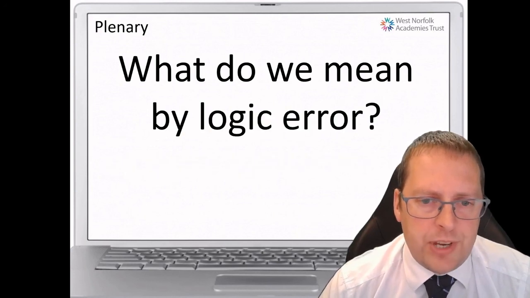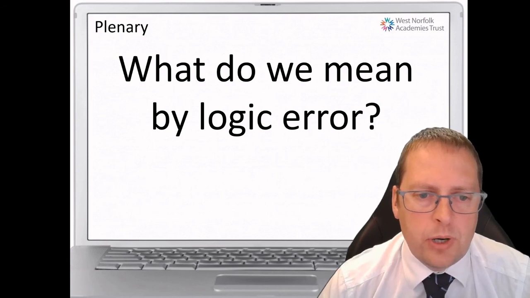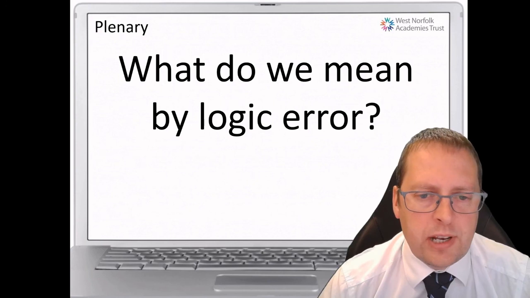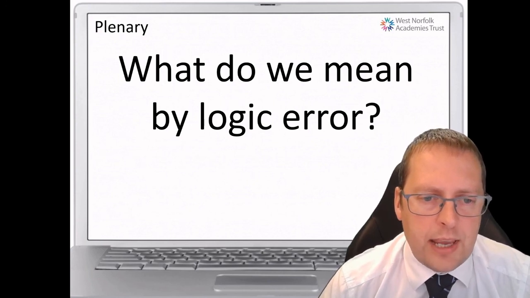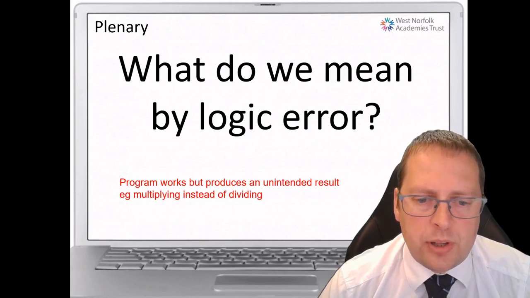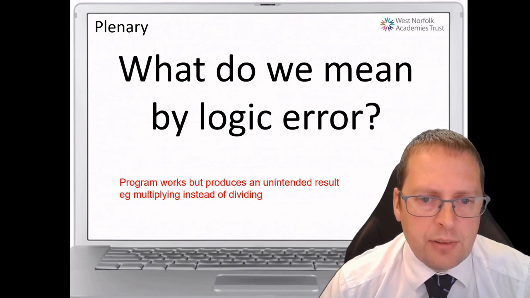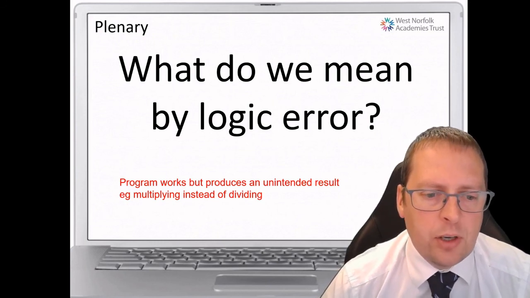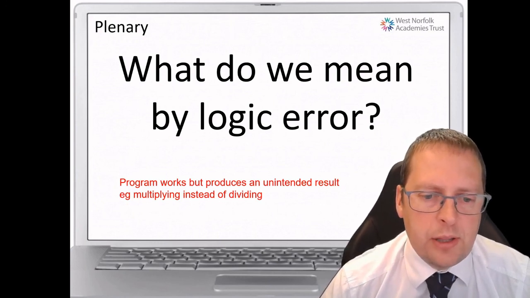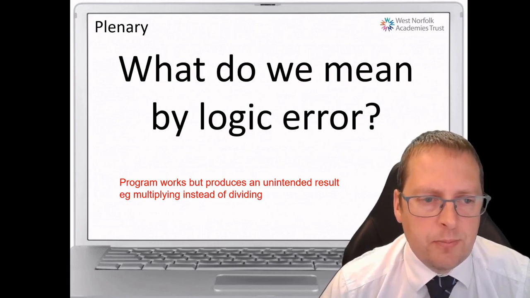What do we mean by logic error? Now, it's normal to get errors when we code. Nothing to worry about if you are getting errors throughout your code. You just need to go through and logically debug them. So a logic error is when the program works but you get a different result. So if you're drawing with a turtle, your house might have ended up in the wrong place. That's a logic error. You've put the wrong information in. Although the coding is working, it's not doing what you intended it to do.